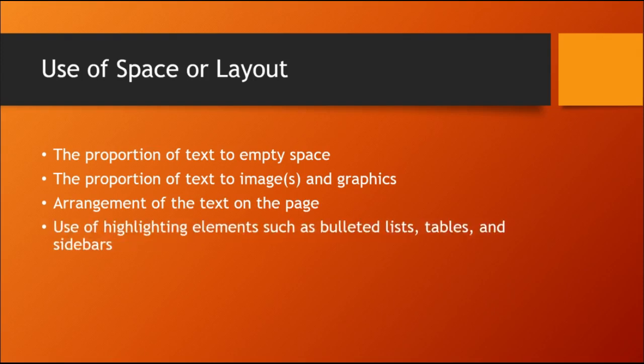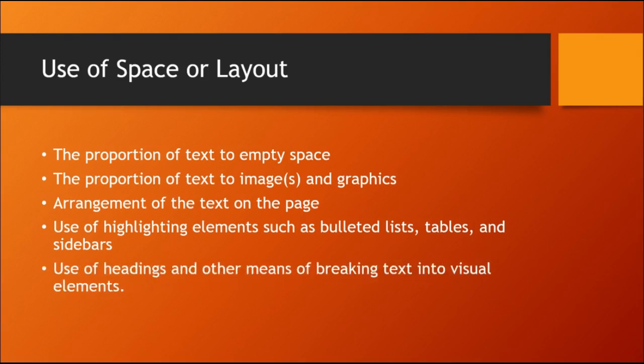Use highlighting elements such as bulleted lists, tables, and sidebars. Use headings and other means of breaking text into visual elements. Choose a layout that avoids clutter and confusion by limiting how much text and how many visual items you put on a page. Use layout and spacing to indicate the importance of items. Top and center are positions that readily draw readers' attention.